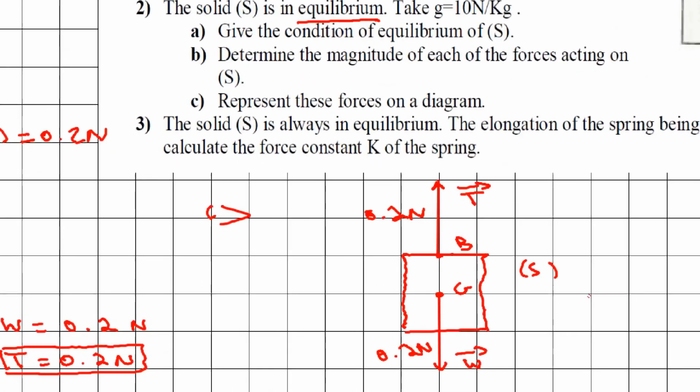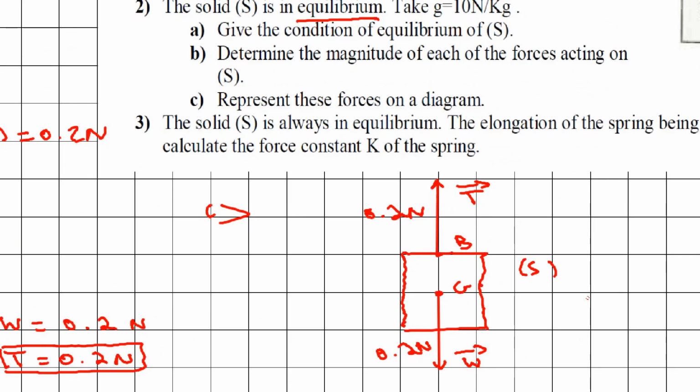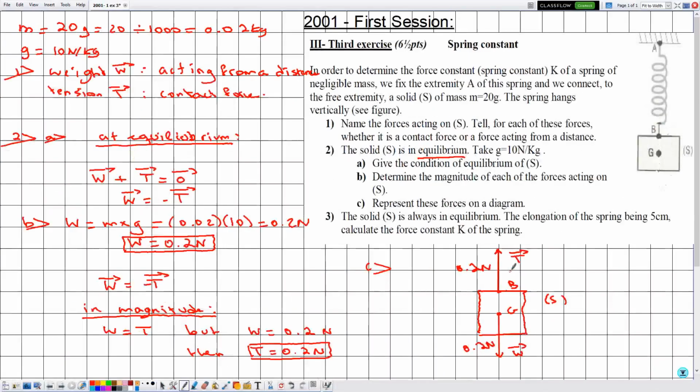Although we represented the forces W and T without using a scale, notice that I have represented W and T by the same length because they are equal in magnitude. So W corresponds to 2 divisions and the tension T corresponds to 2 divisions. This is because they have the same magnitude.